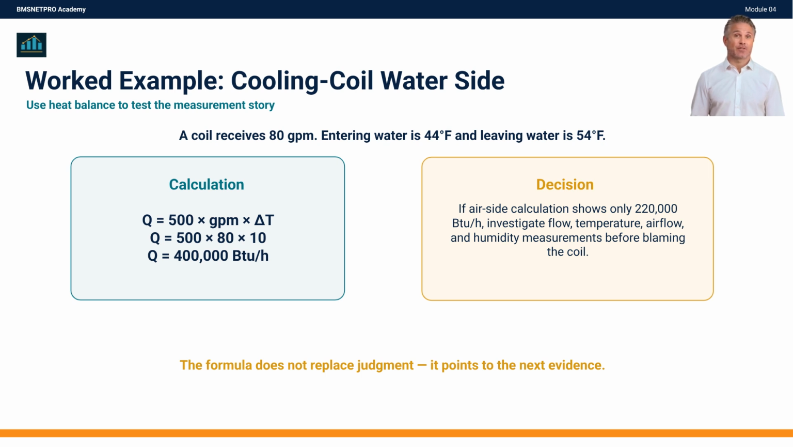Now comes the professional judgment. If the airside calculation under steady operation says only 220,000 BTU per hour, we should not immediately blame the coil. We should investigate the evidence. Is water flow actually measured or assumed? Are the temperature sensors calibrated? Is airflow credible? Is humidity included? Is the system steady? Is there air bypass or incorrect units?